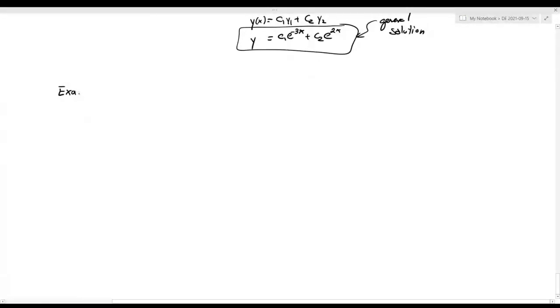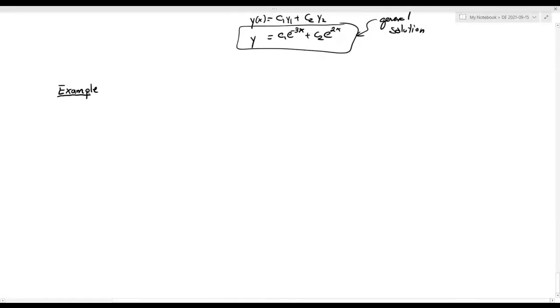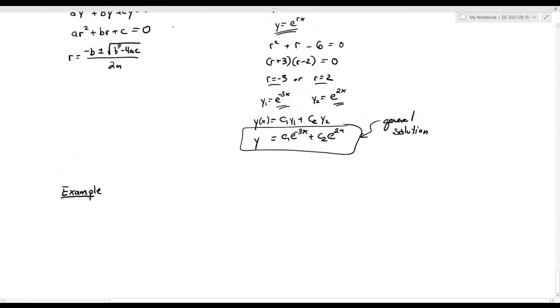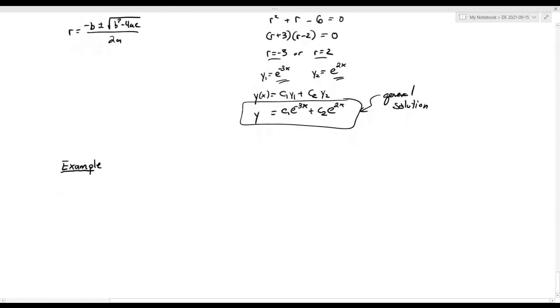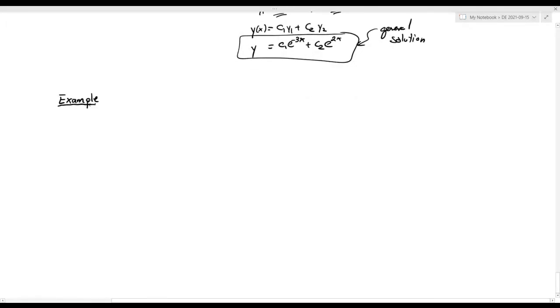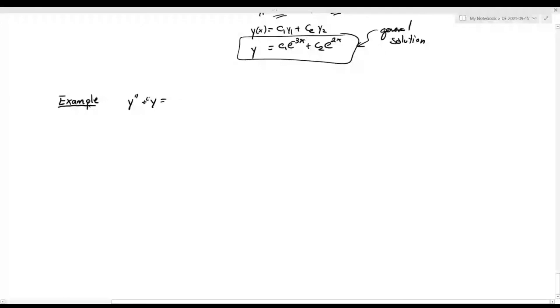I guess another example. What's interesting is that when we're finding solutions to a quadratic characteristic polynomial, we don't have to get real numbers. We can get complex numbers. So let's do one, like y double prime plus 4y is 0.